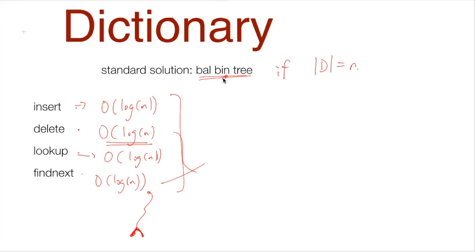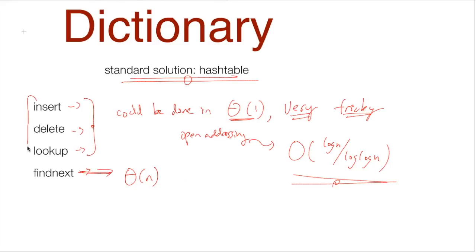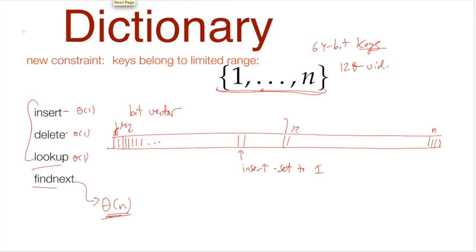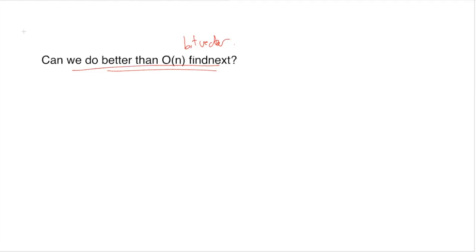The trade-off is that either we go into the world of balanced binary trees in which everything is taking us log n time. We can do hash tables where all of these are sort of fast, but still find next is slow. But if that's all we cared about, we can just do bit vectors and have all of these things and still have a slow find next. Can we do better than this? Well, what we want to do is find a trade-off. So far, we can get O of 1, 1, 1, and n, or we can get log n, log n, log n, log n. So we can get all logs, or we can get 1, 1, 1, comma n.